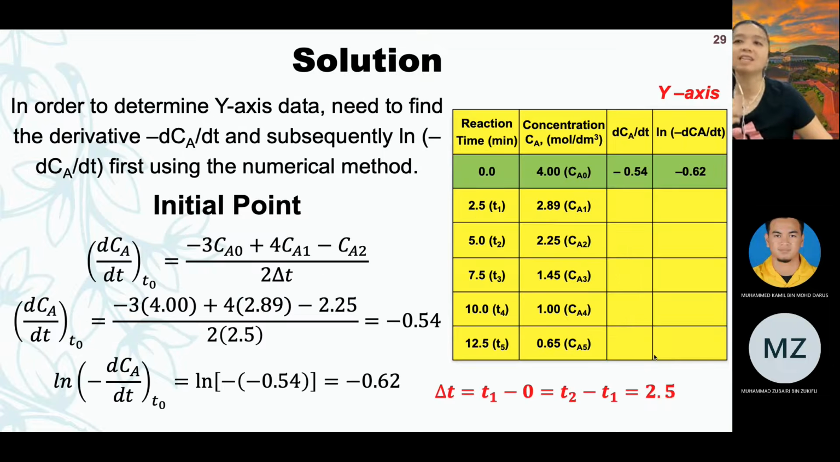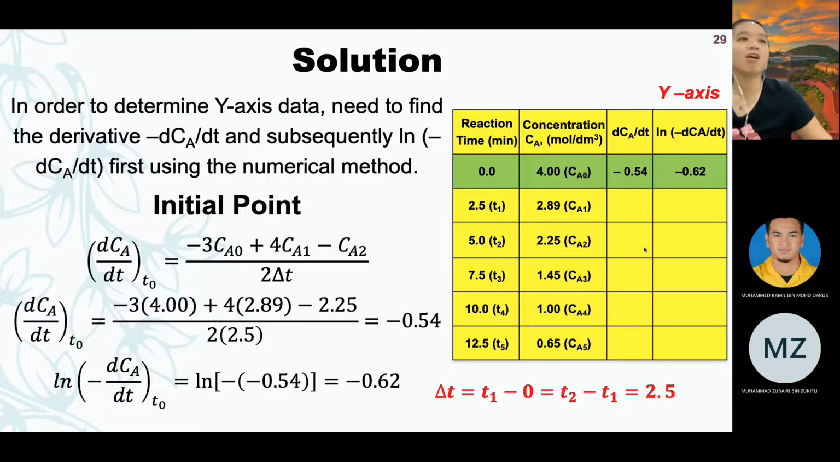Okay, so the problem is data paksi Y. Sebab data paksi Y adalah ln minus dCA per dt. So sebelum kita nak mendapatkan Y-axis data, kita kena satu kolom specifically untuk dCA per dt dulu. Sebab formula beri kita dCA per dt. So from the dCA per dt, baru saya boleh dapat ln minus dCA per dt. Okay, so here you can see I have 6 data, 6 reading, 1 initial point, 4 interior point, 1 final point ataupun 1 last point, sorry.